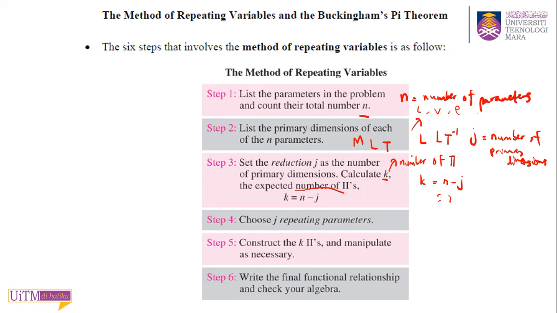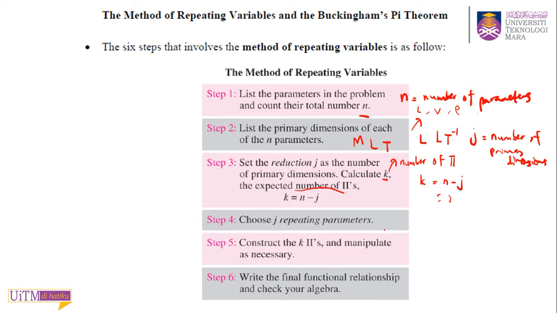So the fourth step is to choose the repeating parameters. There are a lot of parameters here, you have 5 or 6, whatever. So you need to choose the repeating parameters.